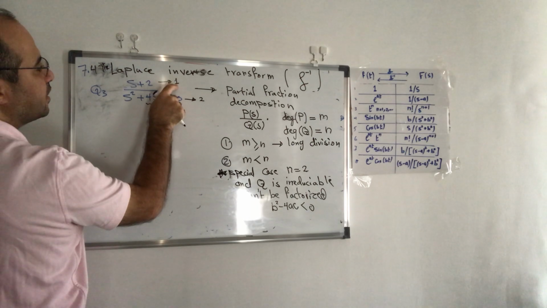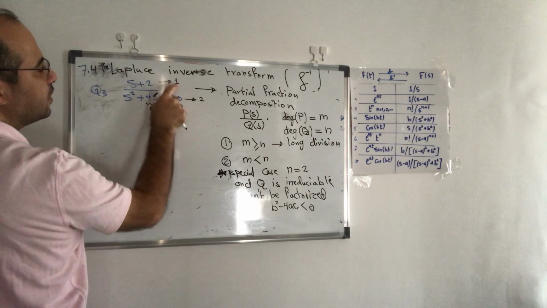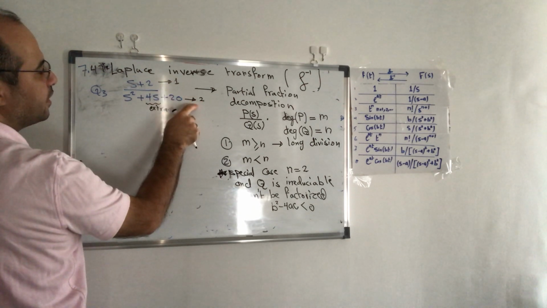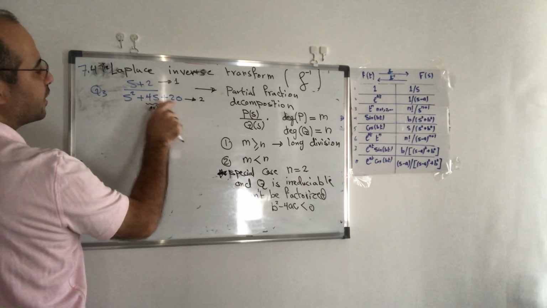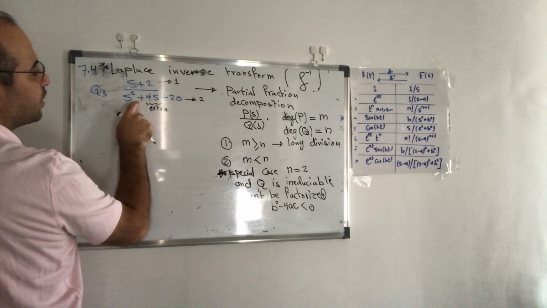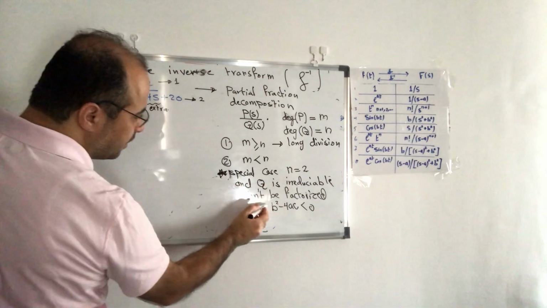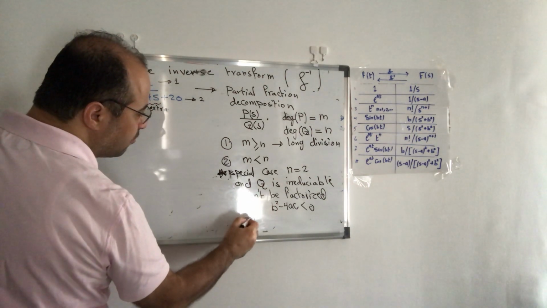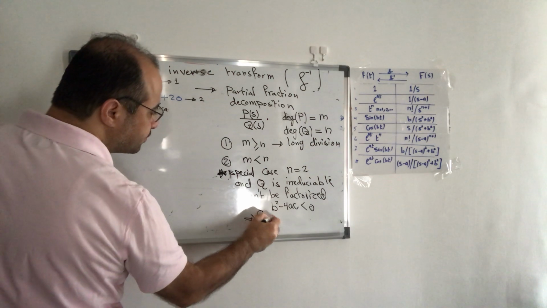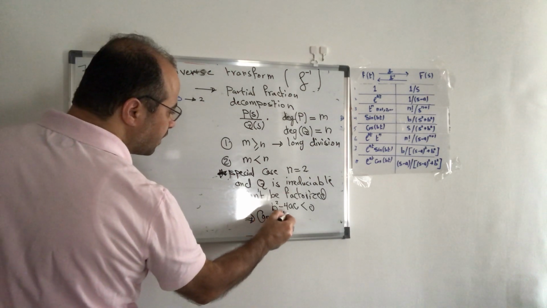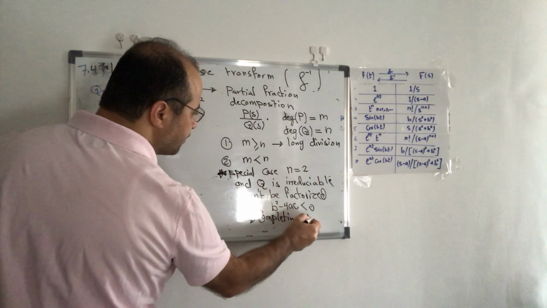Then because 1 is less than 2, you will not do long division, right? Then you look at this one: can I factorize? If you cannot factorize this thing, then in this case you do completing the square.